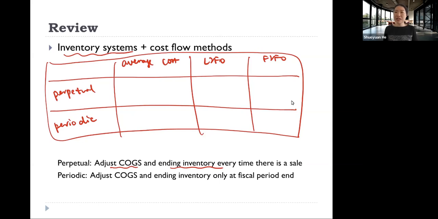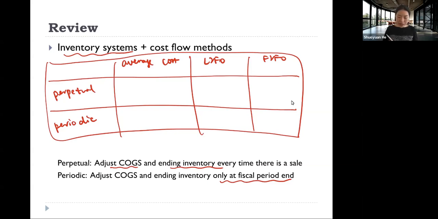Under the periodic inventory system, the firm does not adjust its inventory record every time they make a sale. Instead, they only adjust it at physical period end. So if you ask a firm how much inventory it has sold before its physical period end, the firm does not know, because it is not keeping a record of how many inventory it has sold. How does the firm know? The firm does it through a physical count at the end of the financial reporting period.